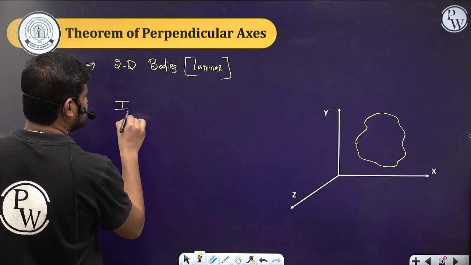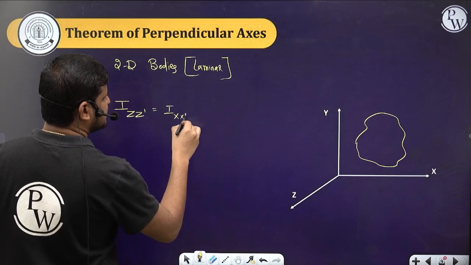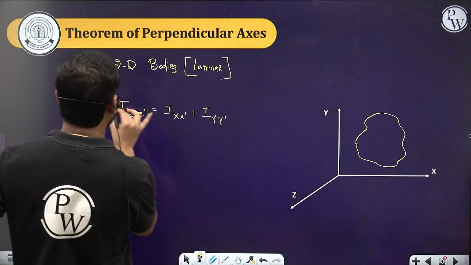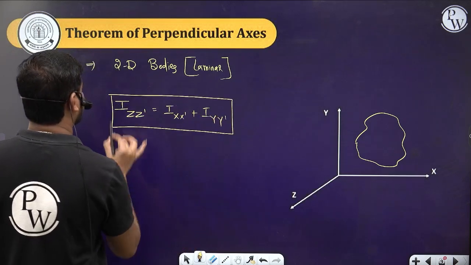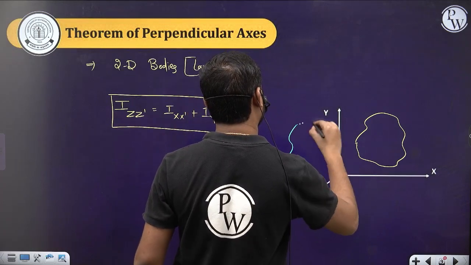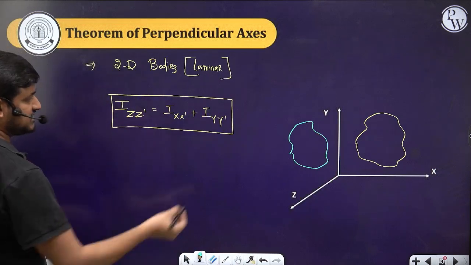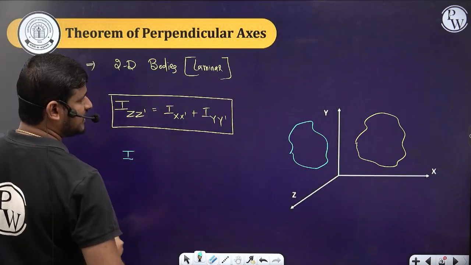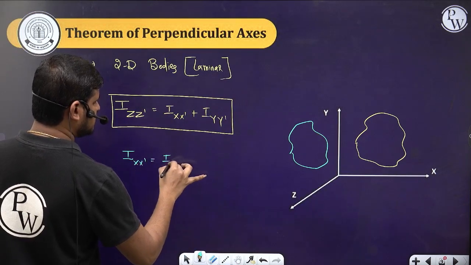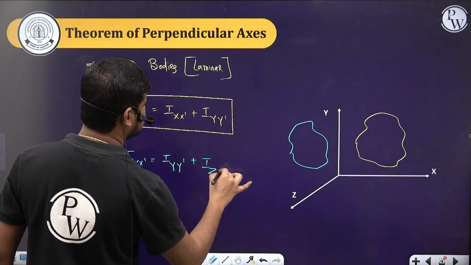So the moment of inertia about z' will be equal to the moment of inertia about x' plus the moment of inertia about y'. That's it. Not only for z'. If the object is in the yz plane, then the moment of inertia about x' will be equal to the moment of inertia about y' plus the moment of inertia about z'.